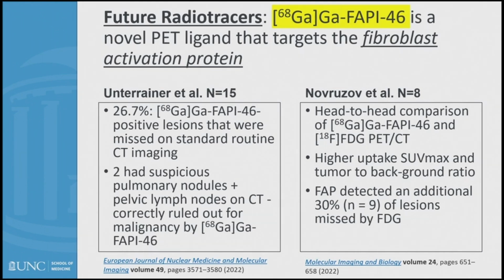A little bit further on the characteristics, these two had suspicious pulmonary nodules and pelvic lymph nodes on CT that were ruled out for malignancy by this new radiotracer. And then the study on the right, again, awfully small, only 8 patients, but it starts head-to-head comparing fibroblast activation protein to FDG PET, and there are characteristics showing how this radiotracer can pick up additional lesions that may be missed on FDG PET.